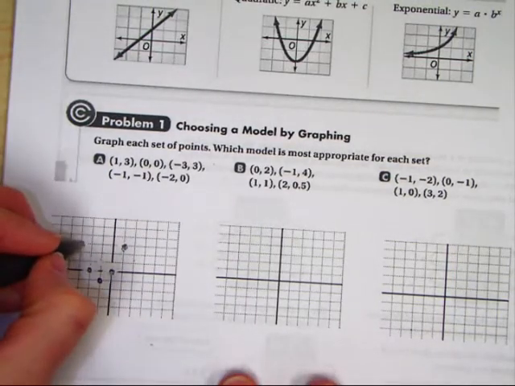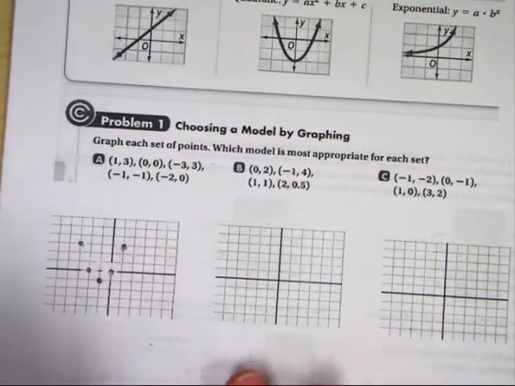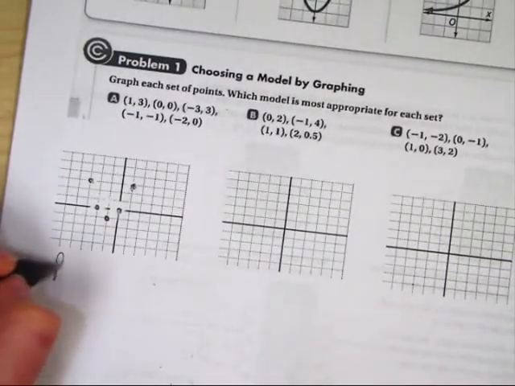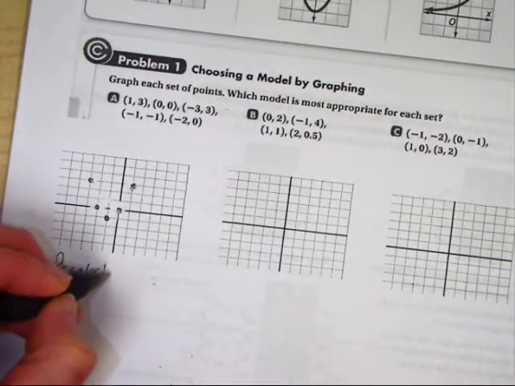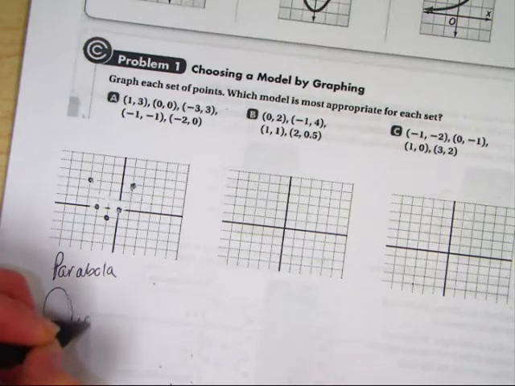So can you see how these points together, if you were to connect them, they would definitely take the shape of a parabola. That means this one is quadratic.